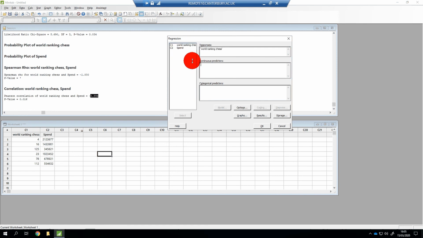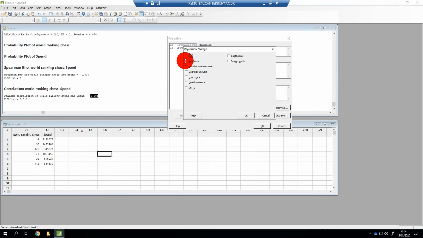Okay? So in this case, we only have one predictor, but you can see you could have multiple predictors. That's more for more sophisticated regressions. For now, we'll just keep it as one continuous predictor, the spend. So we've got the world ranking of chess as a response, the spend as the predictor, which goes on the x-axis, and like with the ANOVA, we will want to check that our model actually worked. So we'll have to store the residuals of the regression model. So click on Storage and tick Residuals. So it'll store the residuals for you.